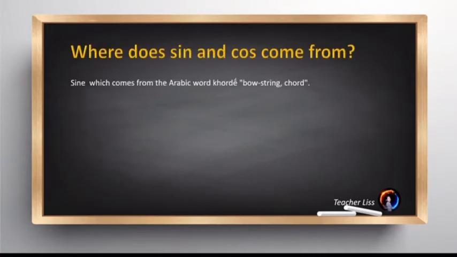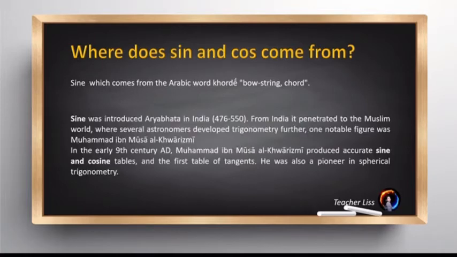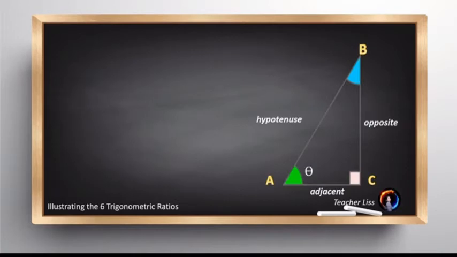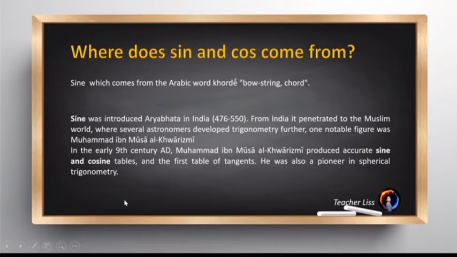Now you might be asking me where the sine and cosine come from. Well, the word sine comes from the Arabic word that means bowstring, or simply means the cord. Sine was introduced by Aryabhata. Yes, once again, sine means bowstring or cord. You know what a cord is, right? It's a line segment, part of your circle as well.